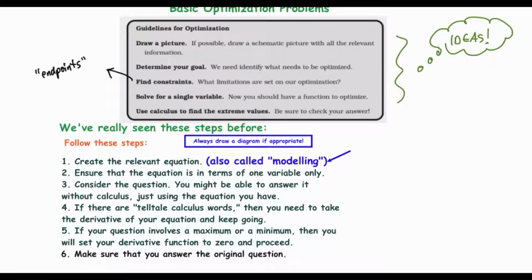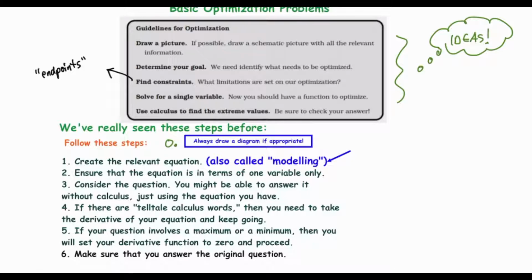And this is our actual algorithm. So kind of step 0, always draw a diagram if appropriate. 1, create a relevant equation, also called modeling. Modeling just means find an equation that describes your situation. What is the function? What produces a graph that describes my real life situation here? Ensure the equation is in terms of one variable only.